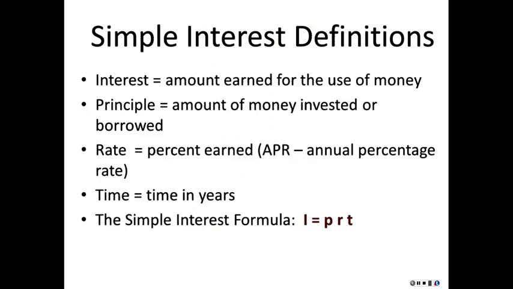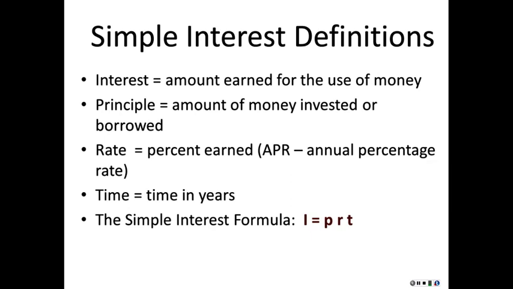Here are some definitions that you're going to want to keep in mind as we work with the formula. Interest. Interest is the amount earned for the use of money. Principal. Principal is the amount of money invested or borrowed. Remember, you can either be a consumer or you can be a person who is receiving the interest. Investor.